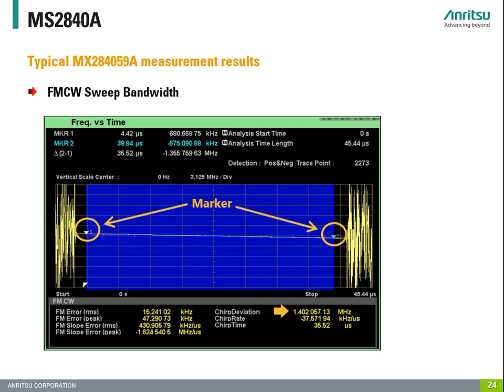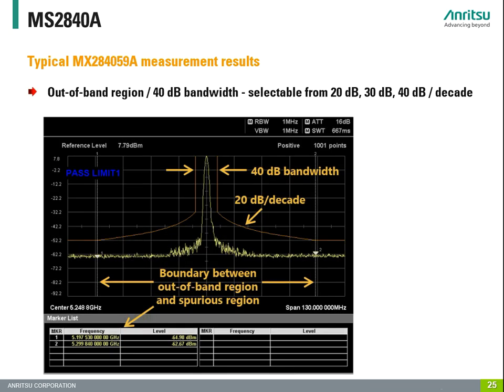Here we see the chirp bandwidth measurement. Let's remember the TBP expression, the time bandwidth product. Here we can conclude that 1.355 MHz times 35.54 microseconds is resulting in a compression factor of 48. This here is an important measurement.